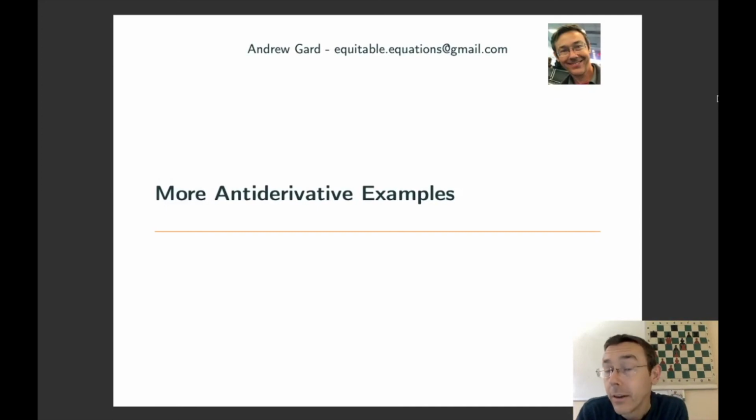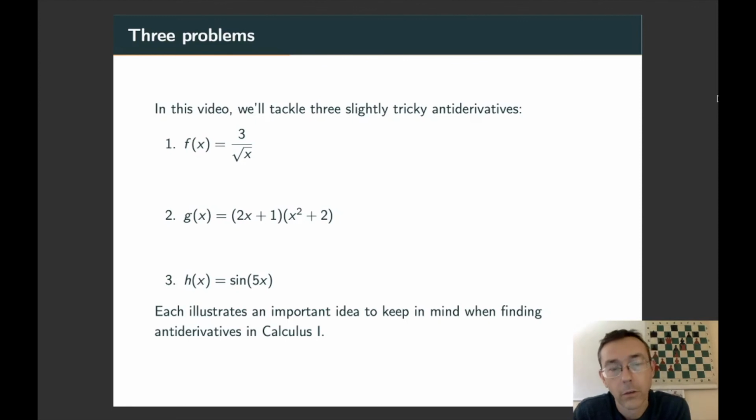Hey everybody, today we're doing a few more antidifferentiation examples. These are going to be a little bit more tricky than the ones we saw in our introductory video last time, but not nearly so bad as some of the ones we'll see in Calculus 2. So we're going to do three problems. Each one of them is going to represent an important idea when we're doing antidifferentiation. So even though these are specific problems, they'll give us some general insight as we go through.